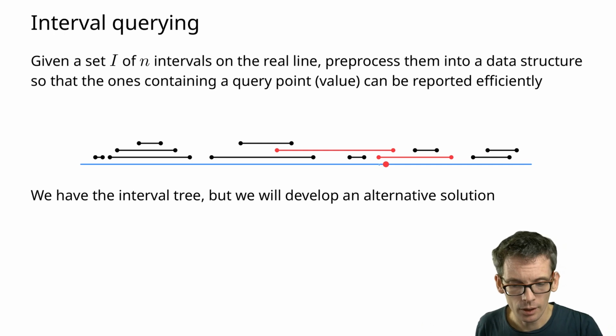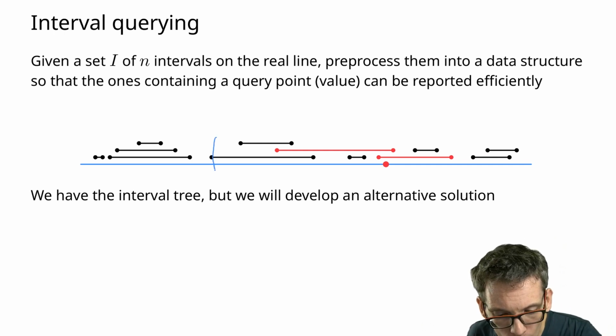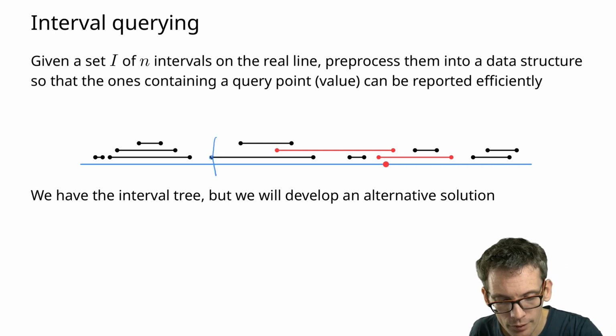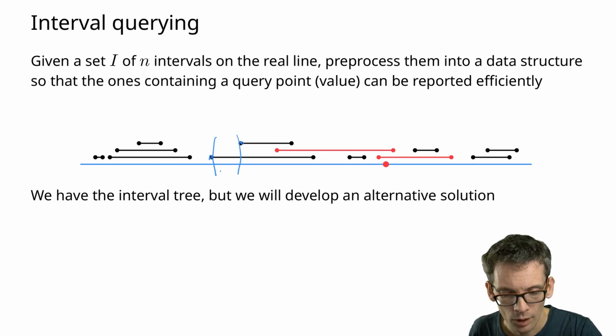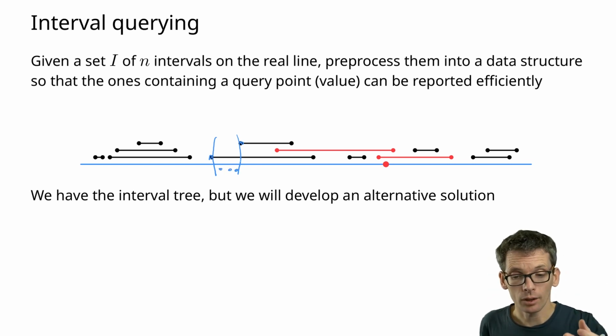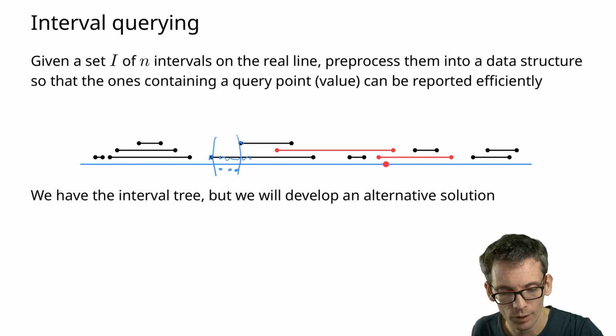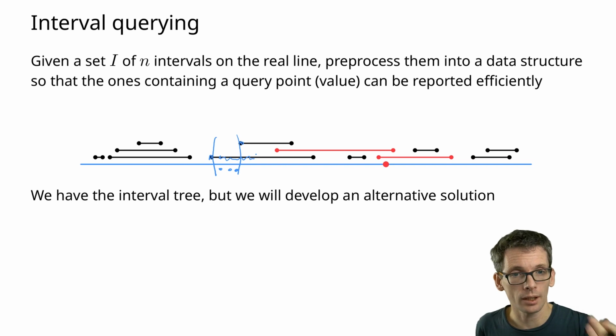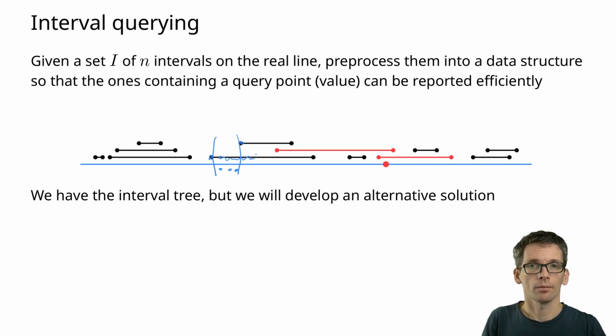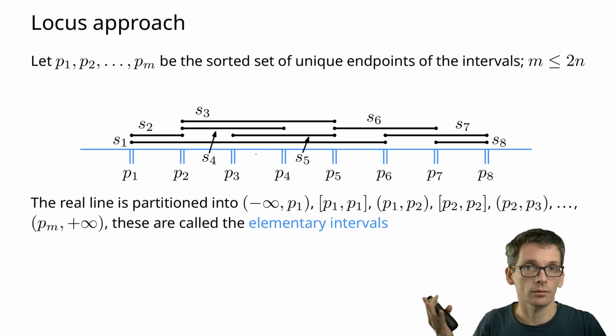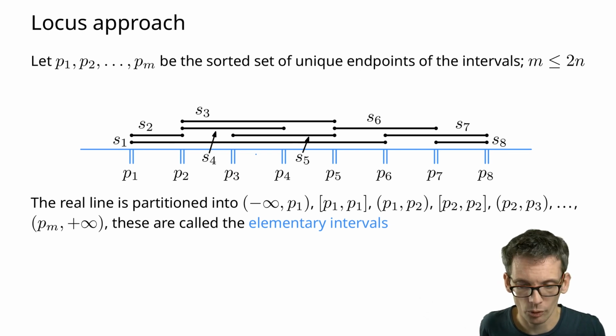It means, for instance, that as long as I'm between, let's say, this point here and that point there, no matter where my query lies in this interval here, the answer in terms of which intervals are intersected, namely this one here, will always be the same. And that's the locus approach.